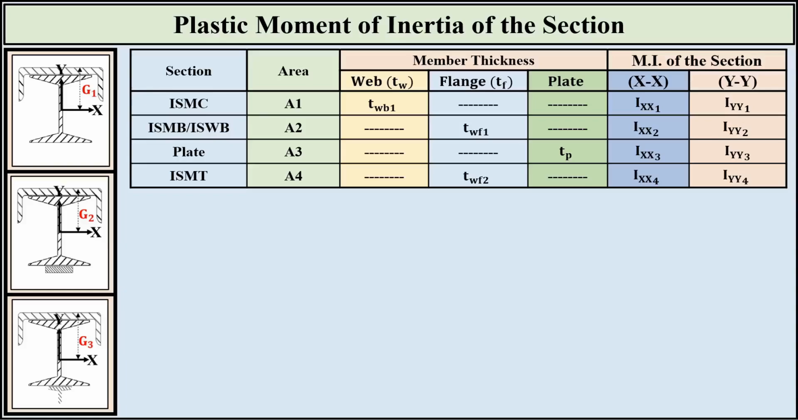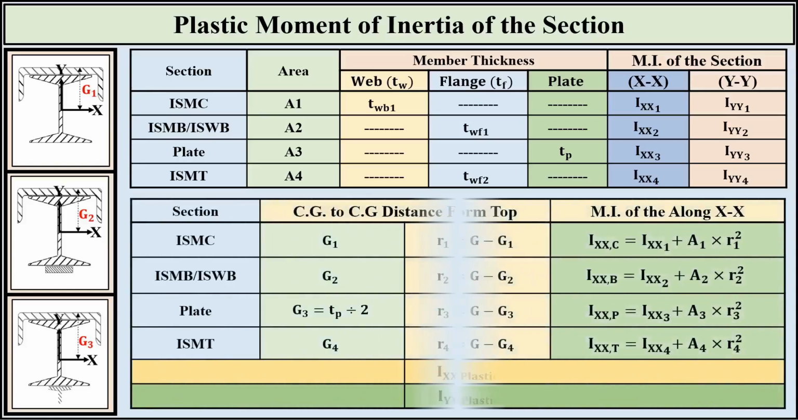Now, calculation for distance of centroid from top. Moving to the second table, we calculate the distance from the center of gravity. For each section, we identify its individual distance from the top, labeled here as G1, G2, and G3. Using these values, we determine the combined distance R, which represents the shift from the global neutral axis G, to the local centroid of each part.